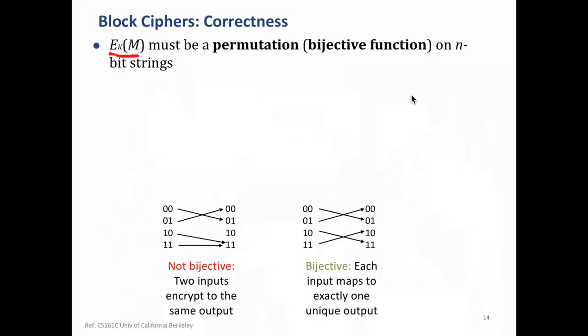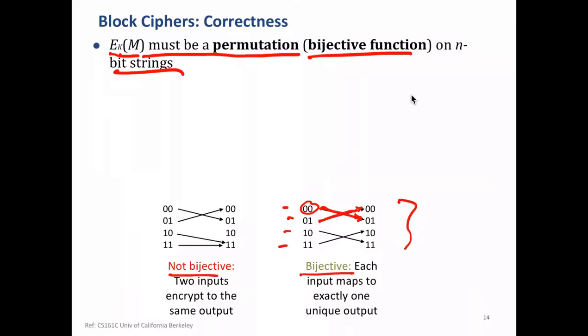E_K(M), which is the encryption of message M using key K, must be a permutation, a bijective function on n-bit strings. I'm sure that through your graph theory knowledge you understand what bijective functions are. So if these are the inputs, and 00 maps into 01, 101 maps into 00, and so on, it could be any one-to-one mapping. Then we say it's a bijective function. Otherwise it's non-bijective. Here you note that two inputs, 10 and 11, are mapped onto 111.